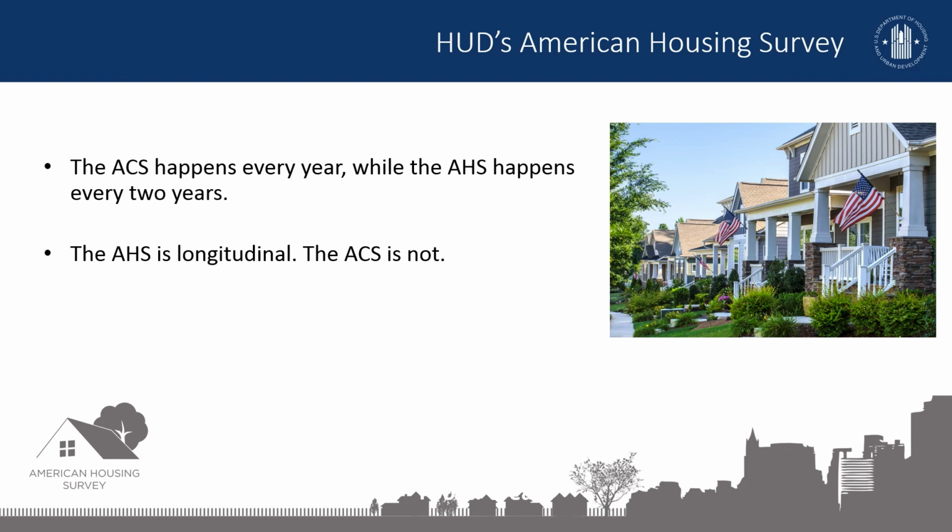The ACS is not. In fact, the AHS is one of the only longitudinal housing surveys in the world, which makes it the best data source for users interested in studying changes to the U.S. housing stock over time. The previous AHS sample of housing units was revisited every other year from 1985 to 2013. A new sample of housing units was selected in 2015 and will be revisited every other year for years to come.